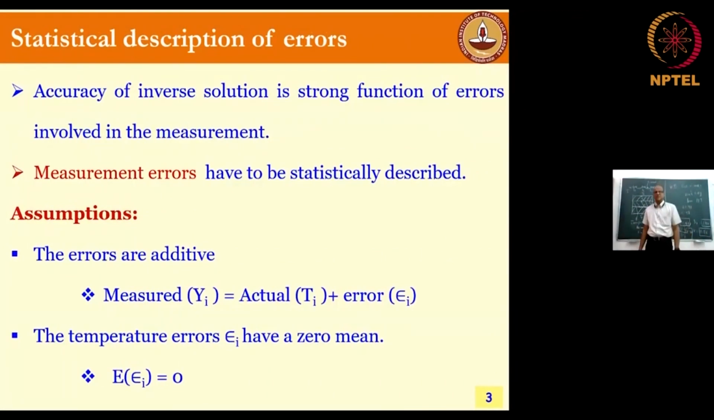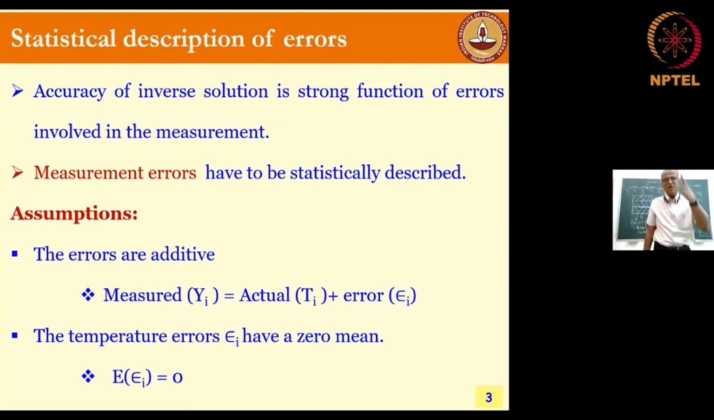Now let's go to the next subchapter, statistical description of errors. We actually used it in our correlation T equals A plus BX. Now we have to statistically describe the errors. How will you describe? In school you would say describe in 100 words, describe in 200 words. Now our description is all mathematical or statistical. How do you statistically describe errors?